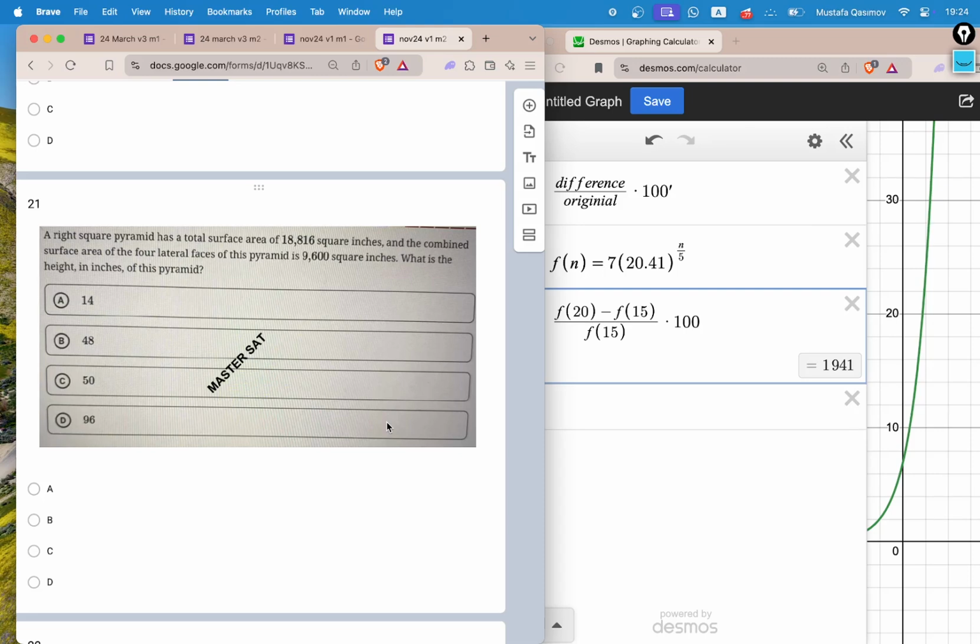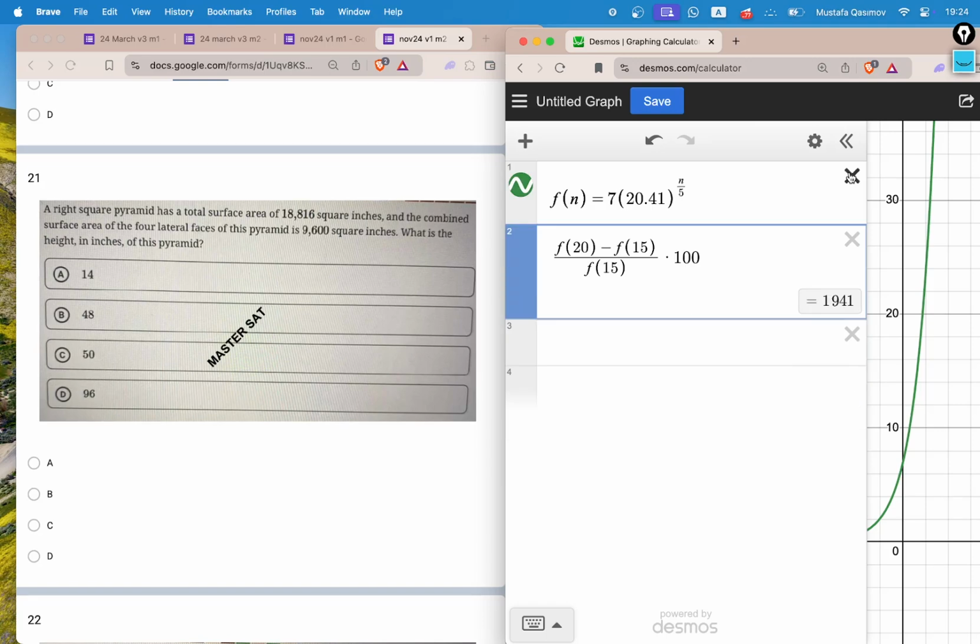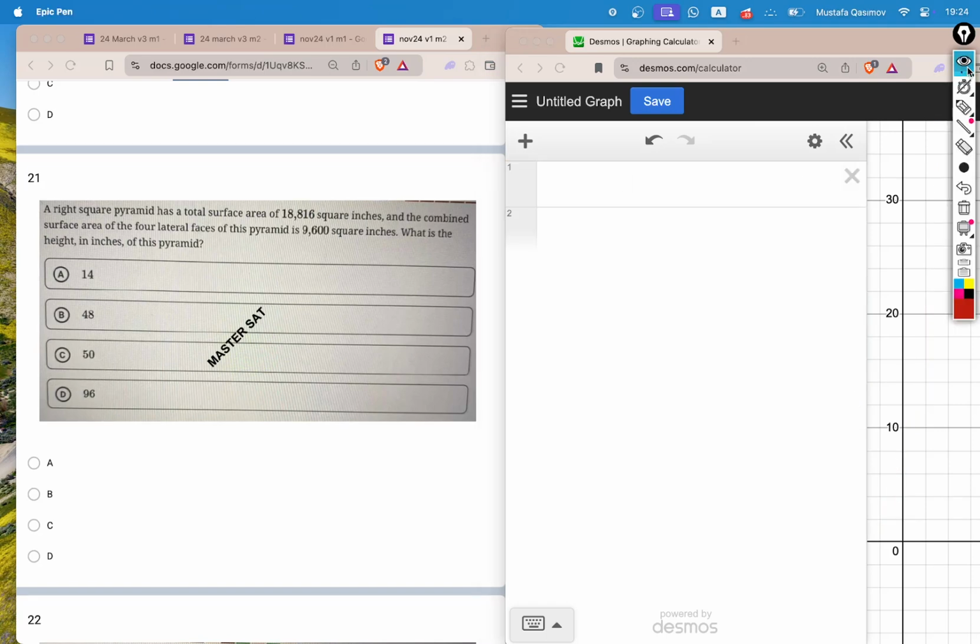Surface area question. At the last 3 exams, I saw a pyramid question. At this exam, we had 2 pyramid questions, surface area of a pyramid. So that's why it is very important. Probably you will see this type of question in December too.